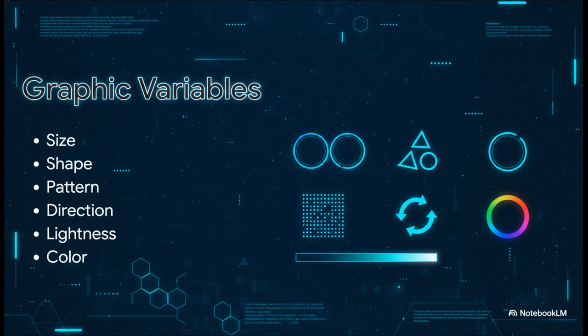They can change its size to show population volume. They can alter its shape to distinguish a church from a hospital. They can adjust the pattern, the direction, the lightness, or the color. So the crucial point is, these 6 variables are the absolute bedrock of cartographic encryption. Literally every map you've ever found intuitive uses these parameters flawlessly.